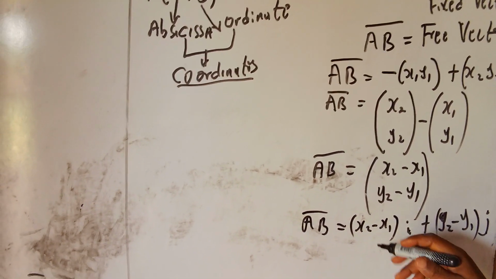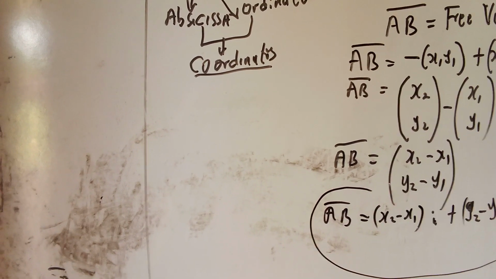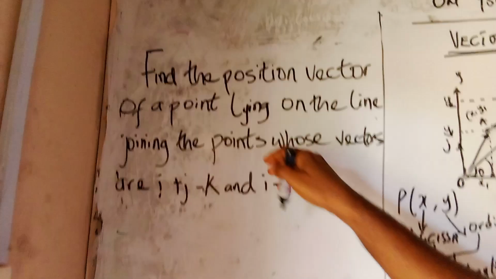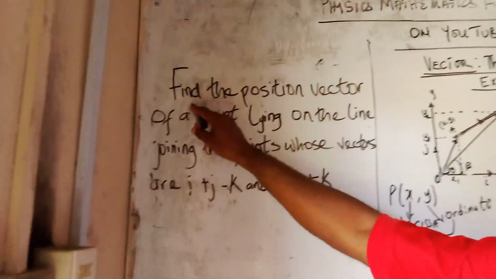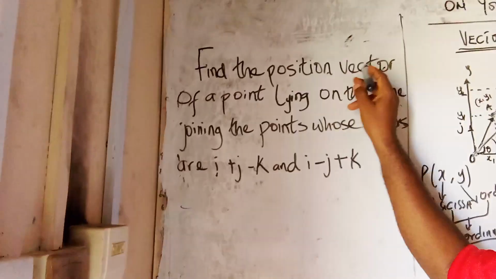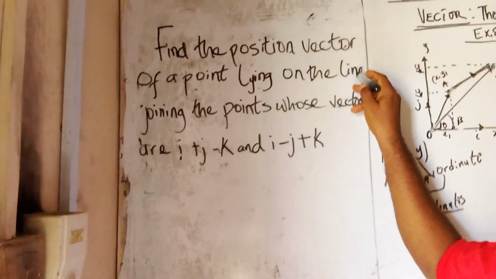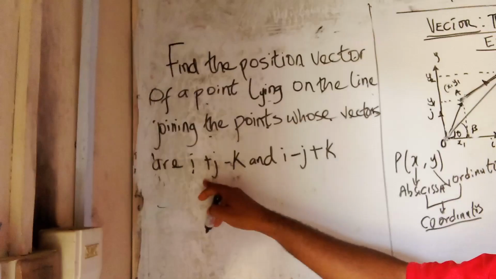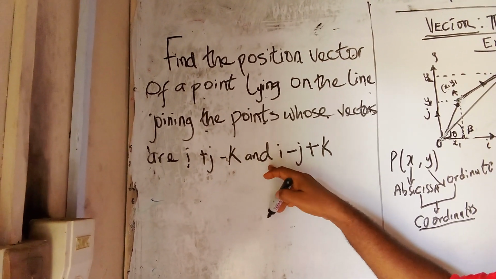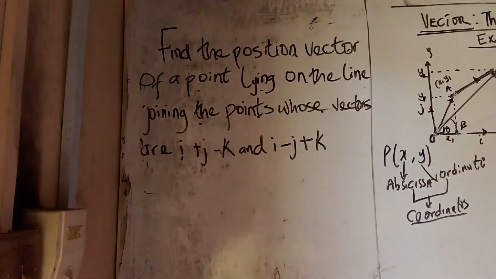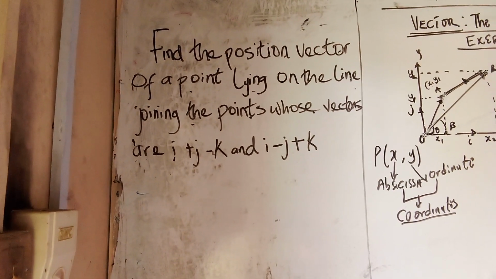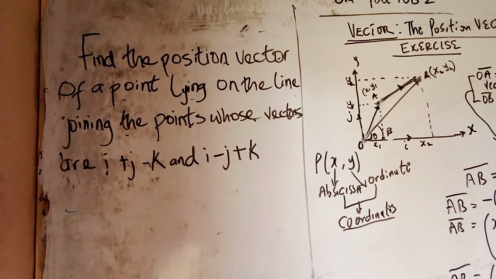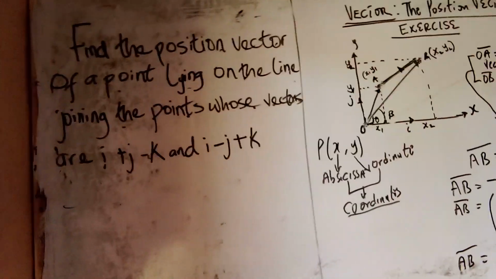Now, with this result that I have here, I can use it to solve this exercise. Now, this exercise says find the position vector of a point lying on the line joining the points whose vectors are i plus j minus k and i minus j plus k.